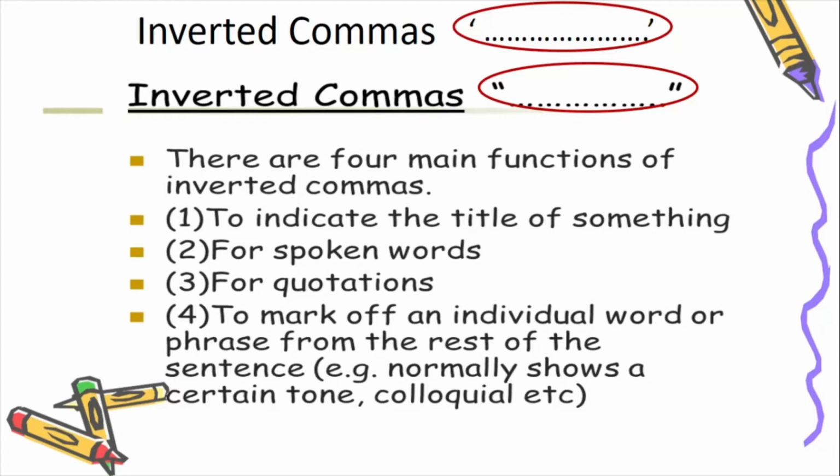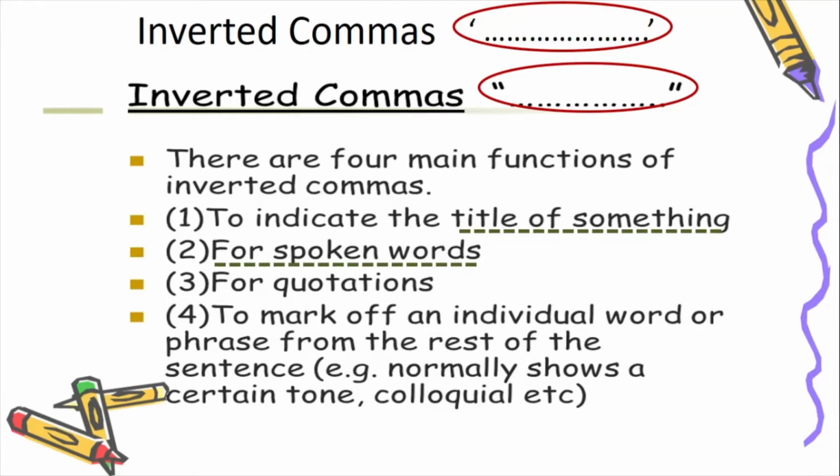Now, there are four main functions of these inverted commas. Why? What are the different functions? To indicate the title of something. So when you want to say what the title of a particular paragraph is, then most of the times you use the single inverted comma. So when you want to highlight the title, you use double inverted commas for spoken words.